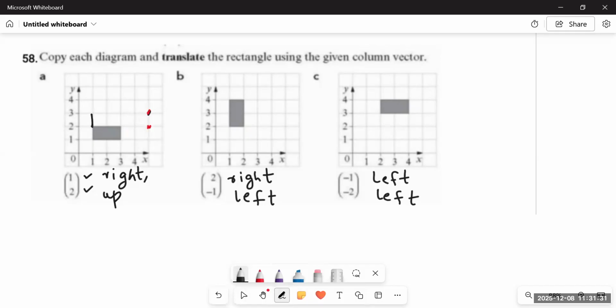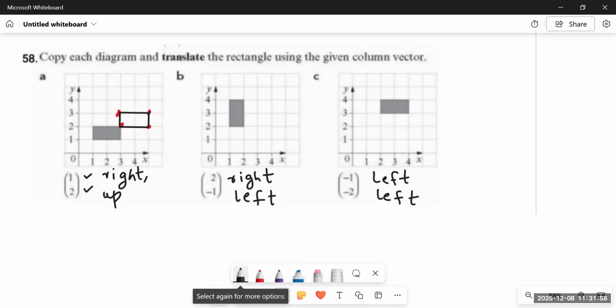So 2 up, 1 to the right. Here comes the third point. And again, 2 up and 1 to the right. Here comes the fourth point. So that's how we will plot the points. After that, we will simply join the 4 points. And this is the translation of the rectangle using column vector (1, 2).